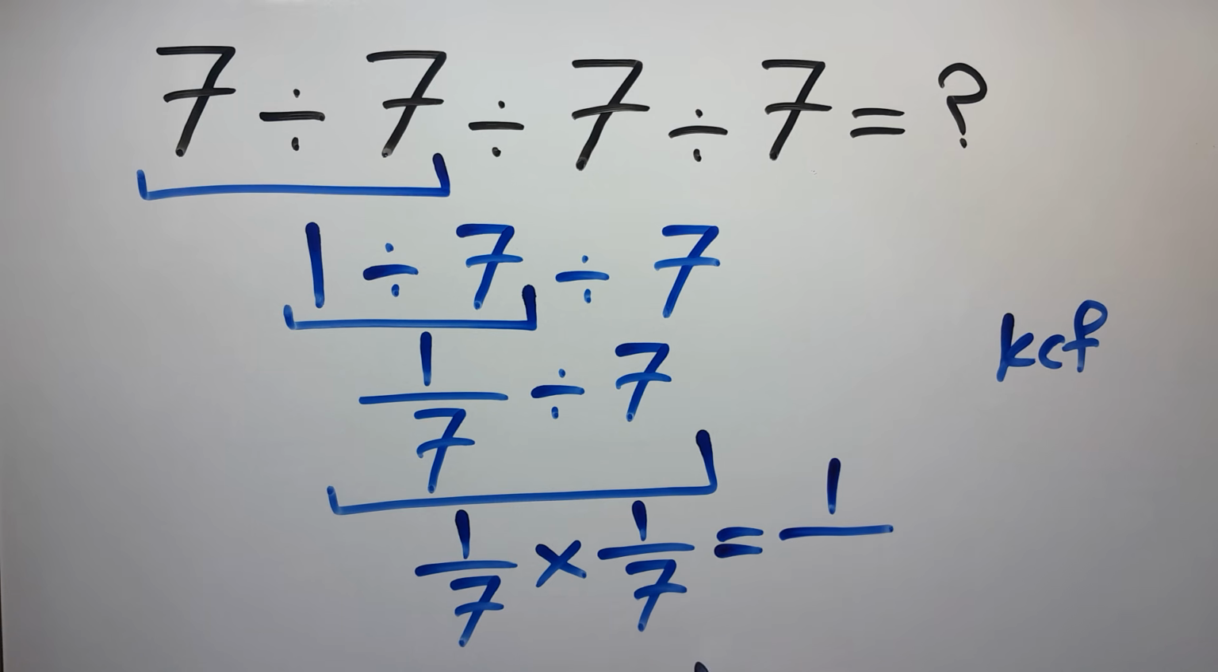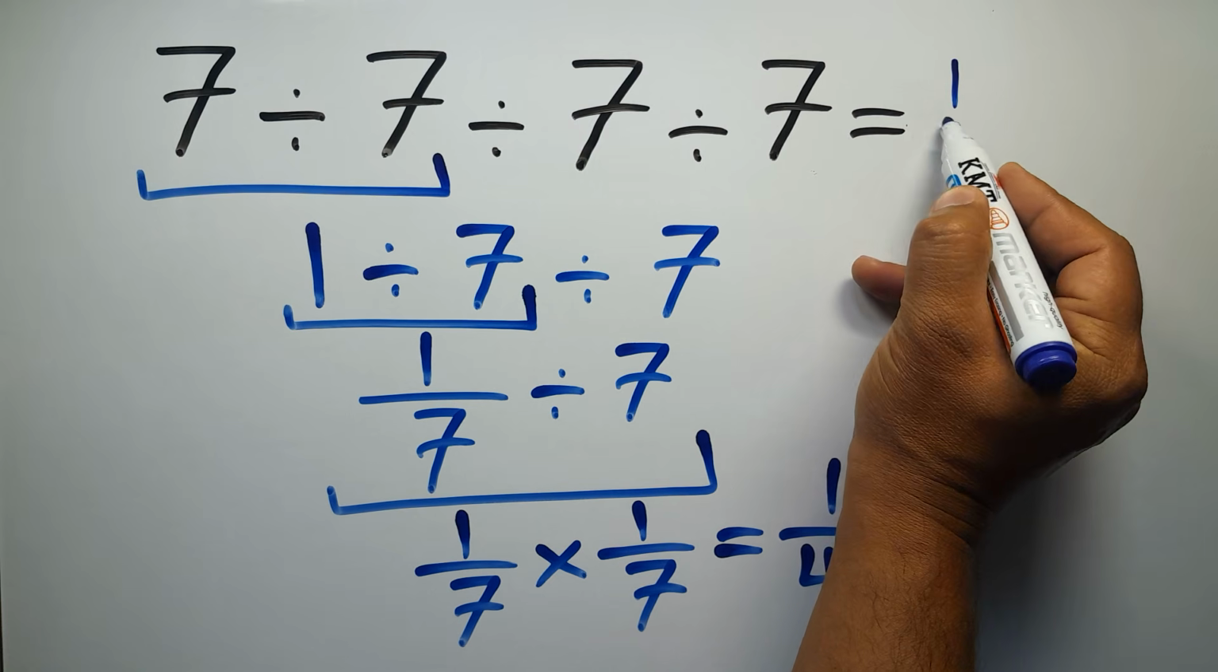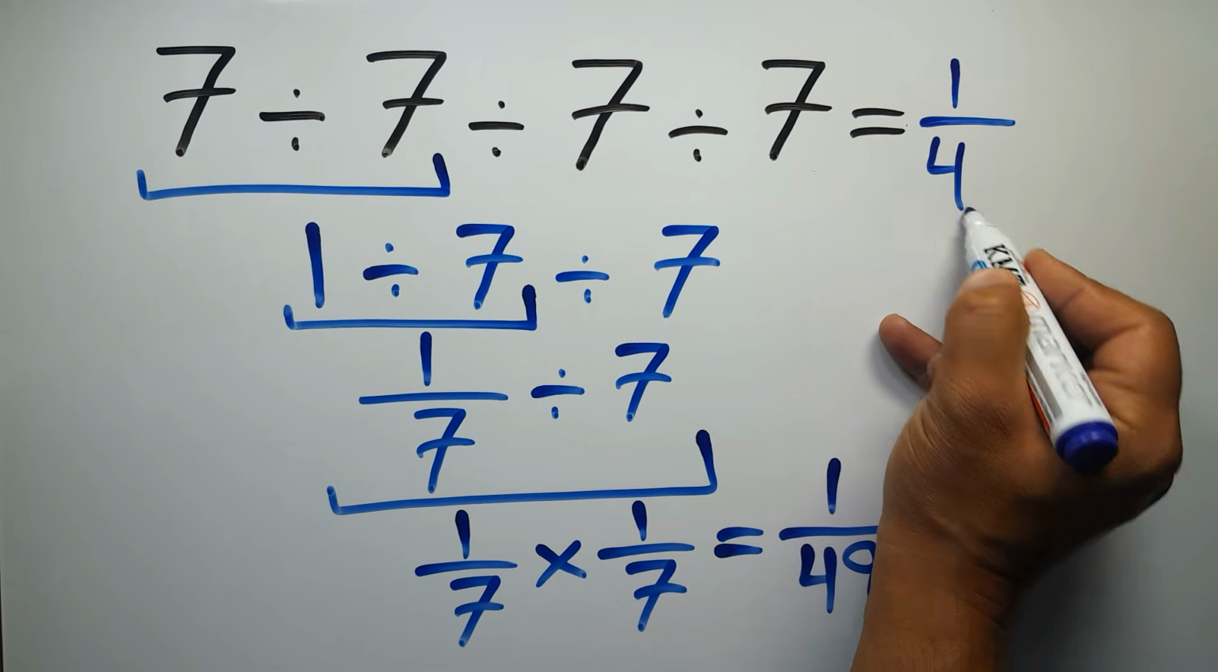So 1 over 7 times 7 gives us 49. So 1 over 49. And this is our final answer to this problem. The correct answer is 1 over 49.